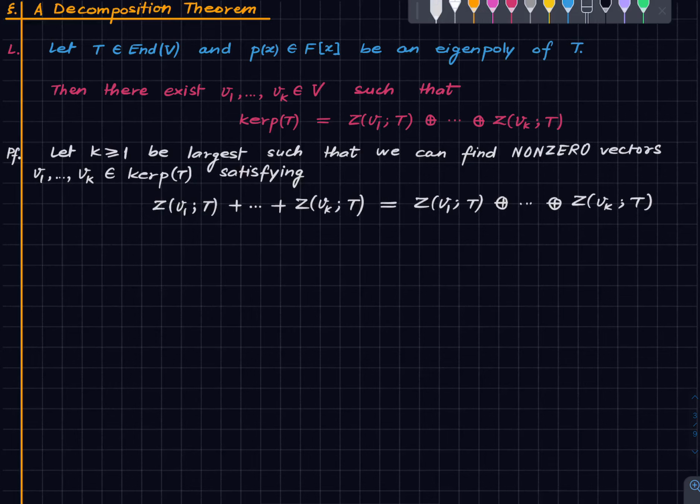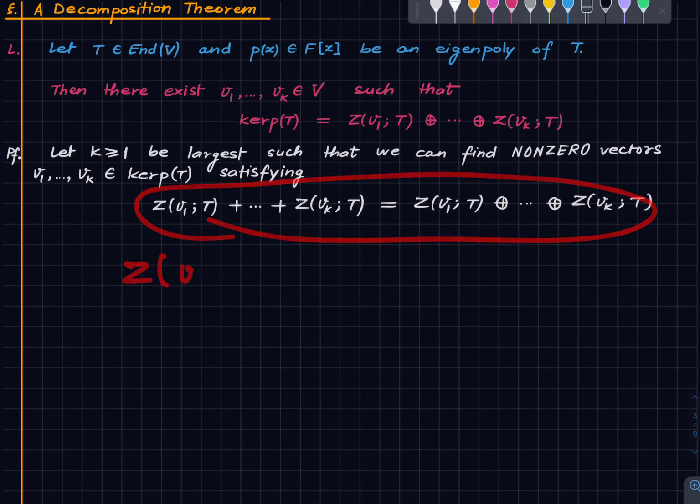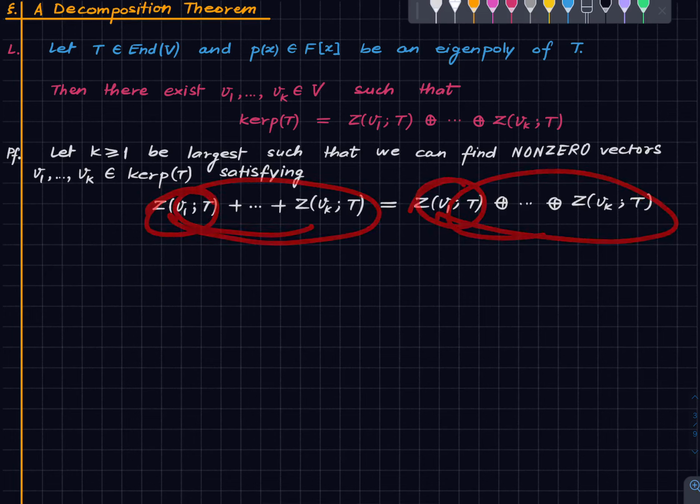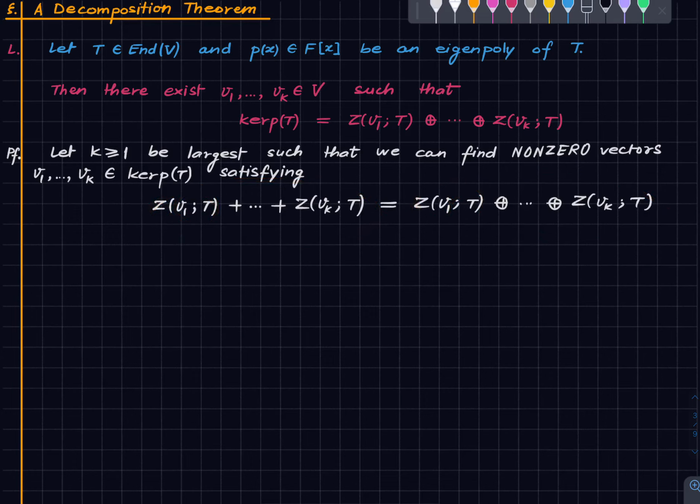Okay, so let's try to understand what I'm saying. First of all, since this is an eigenpolynomial, this is a non-trivial subspace. So you may pick any non-zero vector and create the cyclic subspace generated by it. And then clearly for that particular vector, this equation is trivially satisfied. It's just one vector. So this side would be just the first term and this side would also be just the first term. So this is trivially satisfied. So what we are saying is find the maximum number of non-zero vectors you can find which satisfy this.